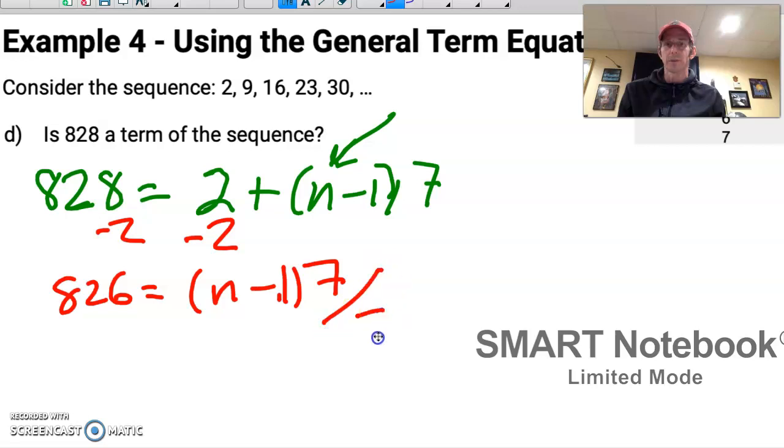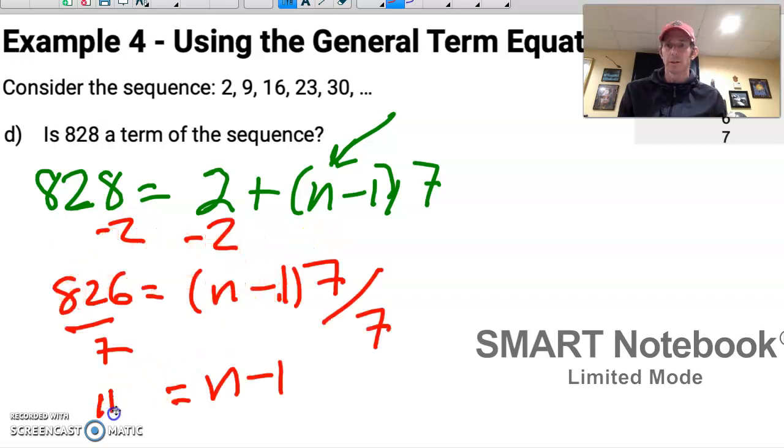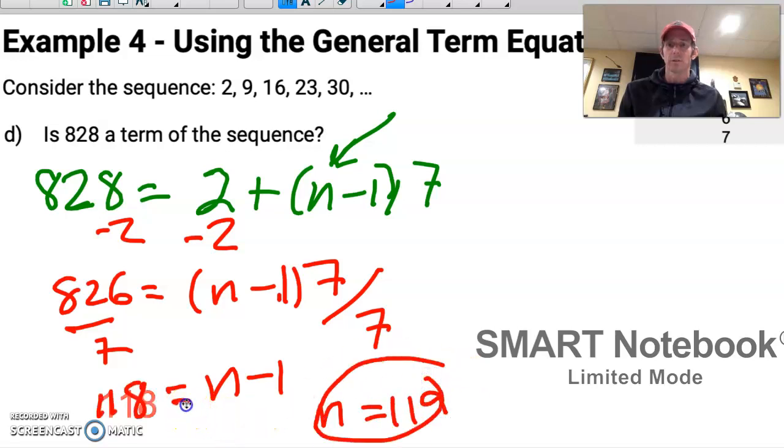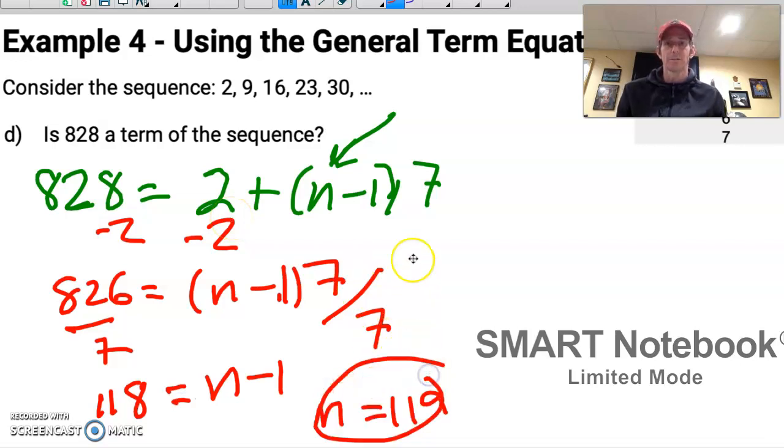Then I need to divide by 7 because I have to undo multiplication. And if 7 goes in evenly, then the answer is yes. And 7 does go in there 118 times. And if I wanted to add 1 to both sides, I would find out that was the 119th term of this sequence. So I'm going to pause it now, and I'm going to do a second video that will go over another example like this and some obviously further examples on your note sheet.